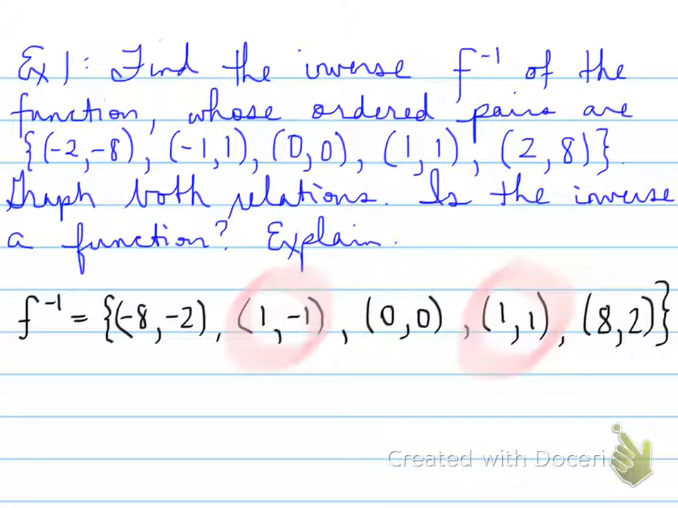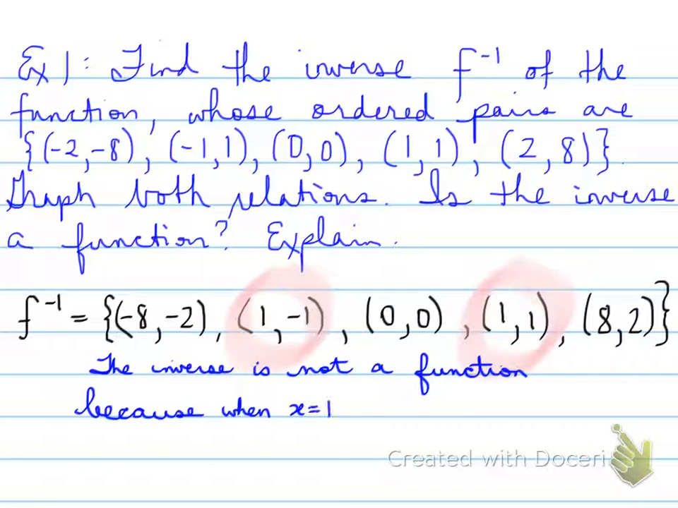They're different. So here, it's telling us that for every x, there can only be one y value. And in this case, the inverse is not a function because when x equals 1, there are two y values. So the definition of a function is that for every x, there can only be one y. In this case, there are two y's for the same x. So it can't be a function.